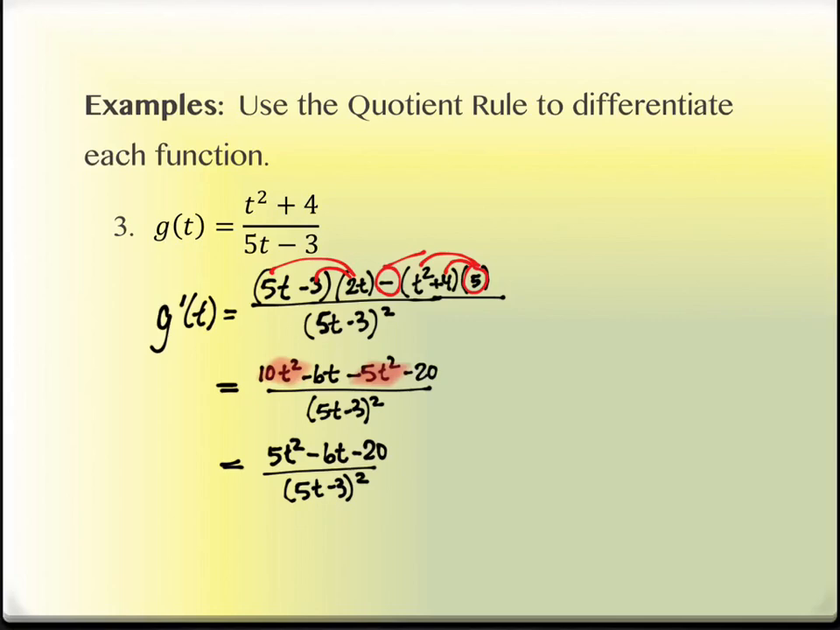Okay? So you have to think through that. You have to check it because if it does factor in a way that reduces, you need to. But if it doesn't, don't do more work than is necessary. So we're finished. This is g prime of t.